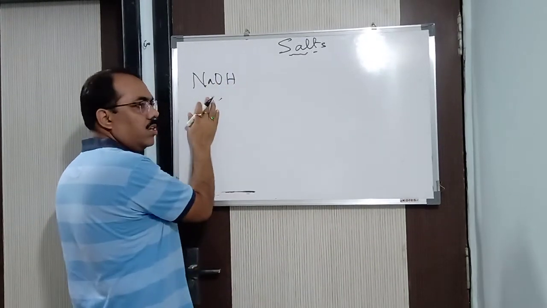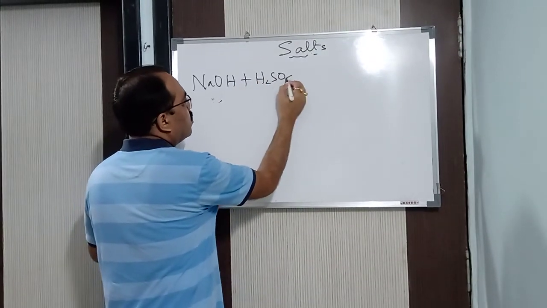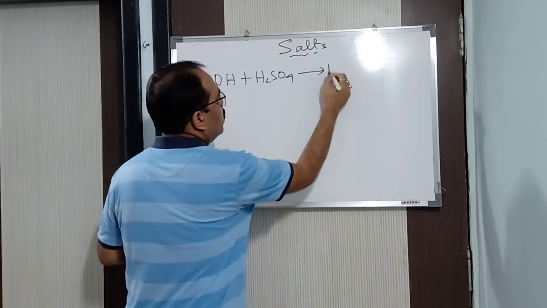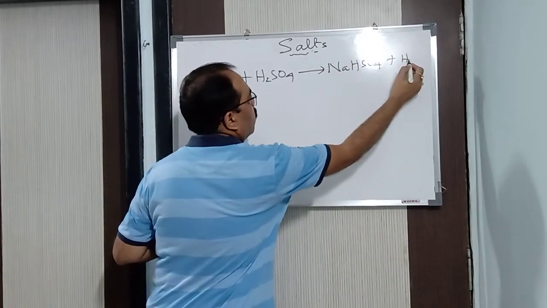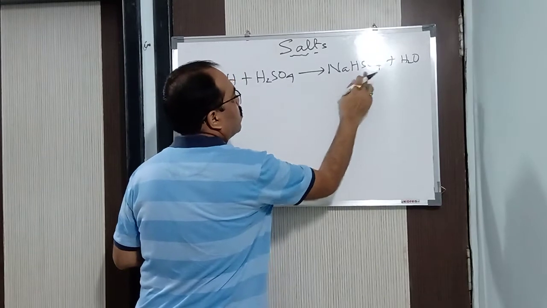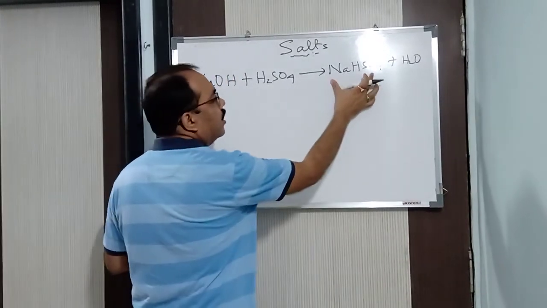I have taken here sodium hydroxide, which is a soluble base. It reacts with H2SO4. So what does it form? In the first case, it forms NaHSO4 plus water. NaHSO4 is sodium bisulfate. Now what is sodium bisulfate? It is an acid salt.